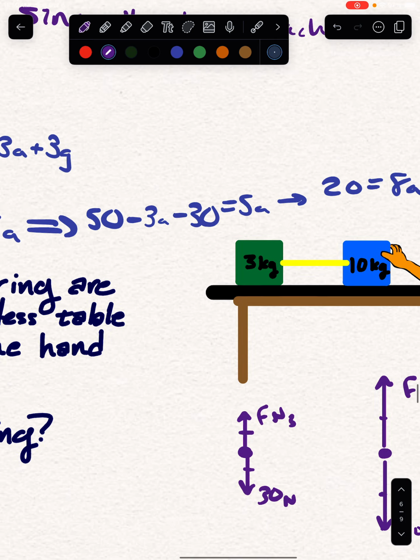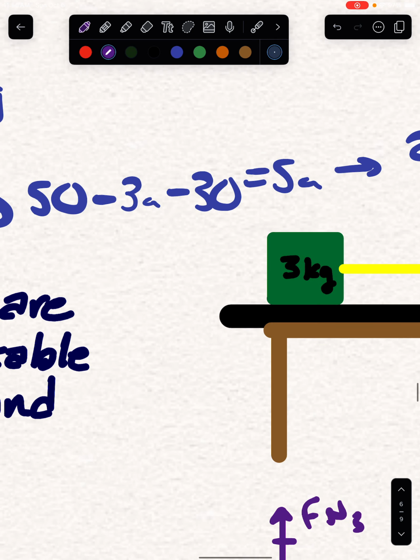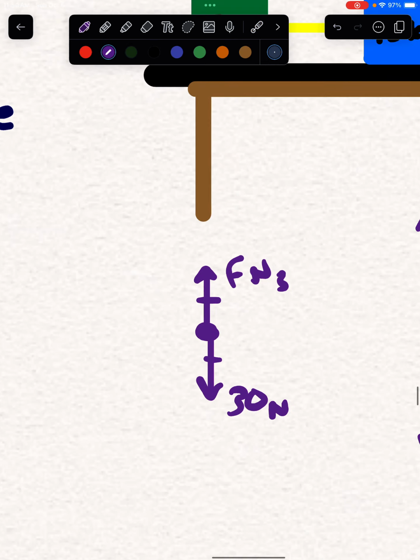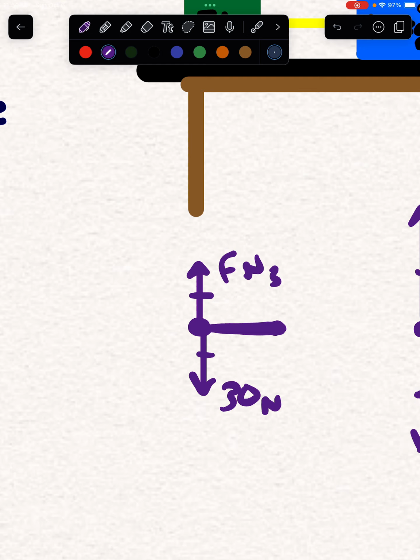Okay, so now when I draw this, let's start with the 3 kilogram block. If I zoom in on the 3 kilogram block and just ignore the other one, I see that there's a rope attached. There is no friction, it said, so I'm not going to draw any friction, and I'm just going to draw a force of tension this way.